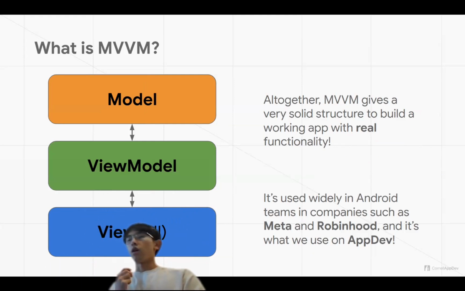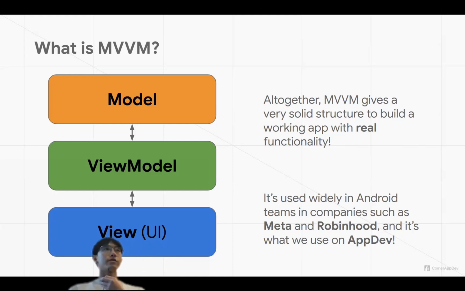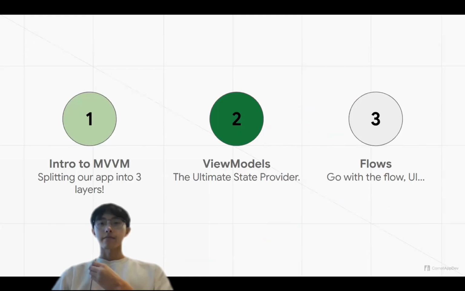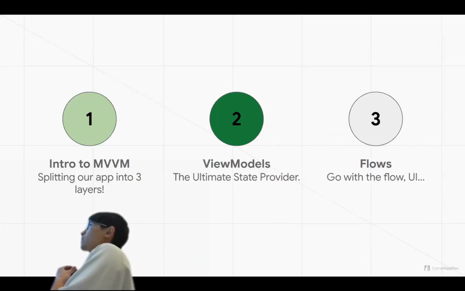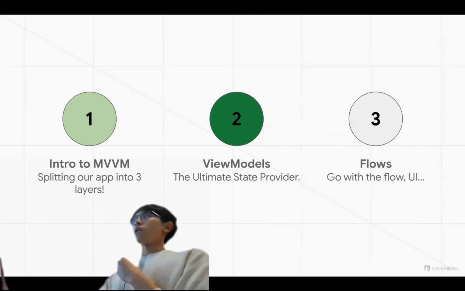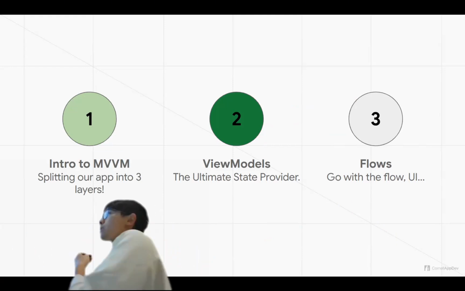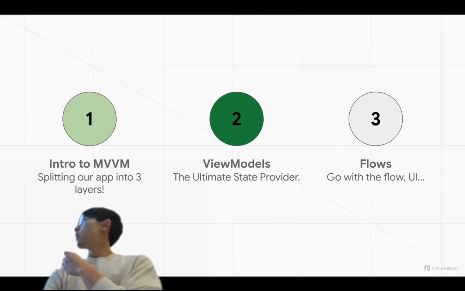Okay, so all together, once we learn how to use MVVM completely and how to code it, MVVM in general is one option that provides a really solid structure for how to build an app with real functionality. This is what we use on AppDev, and it's also used on teams like Meta and Robinhood, so it probably has some good merit. Okay, so now that's the breakdown of the idea of MVVM, and now we can go into the view model portion of it.